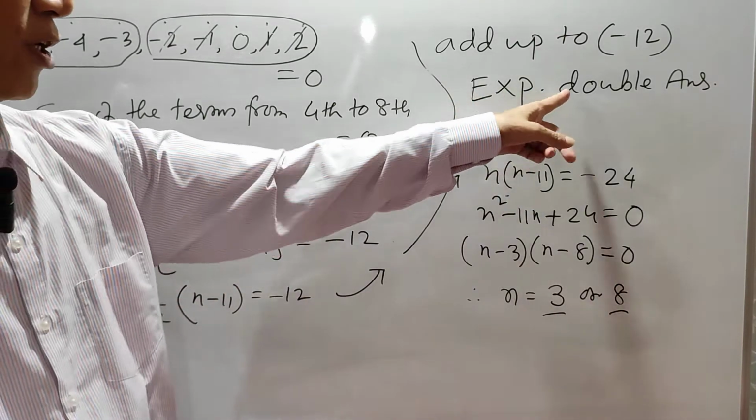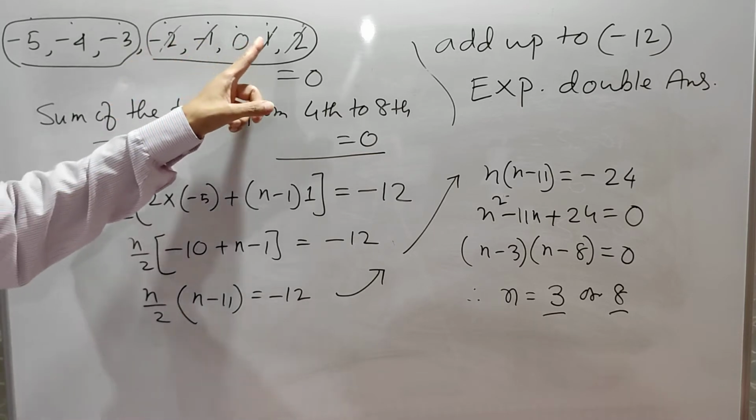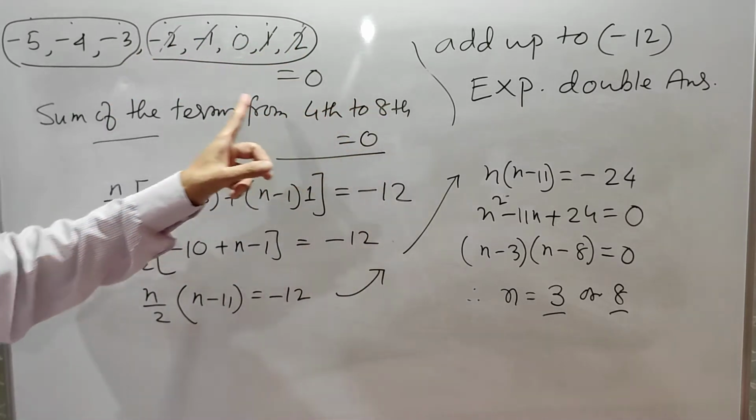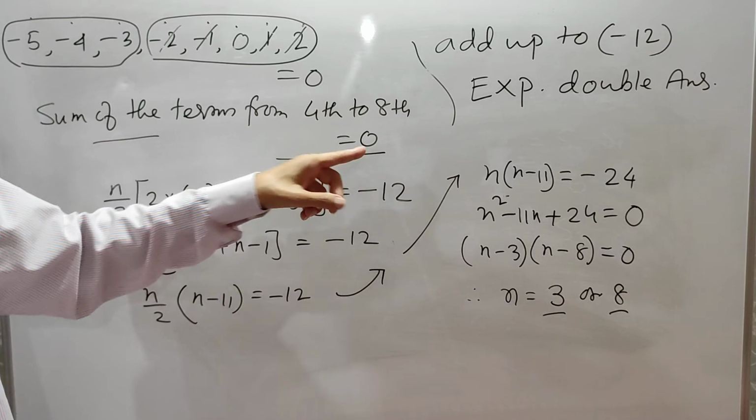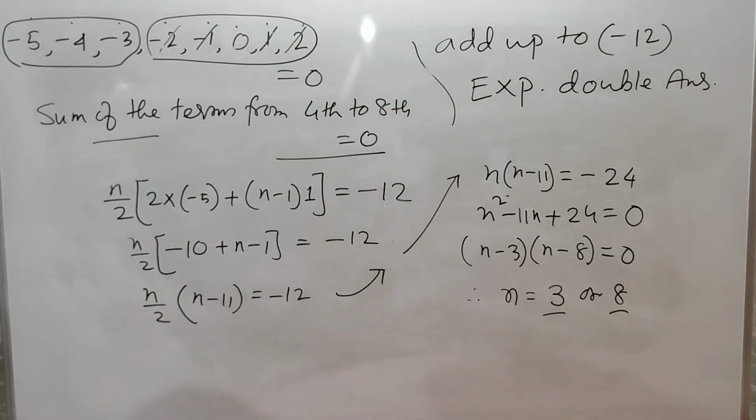So what is the explanation of the double answer? Sum of these terms, which terms? 4th, 5th, 6th, 7th, 8th, the sum from 4th to 8th. The sum of the terms from 4th to 8th is 0. So that is the explanation. All right.